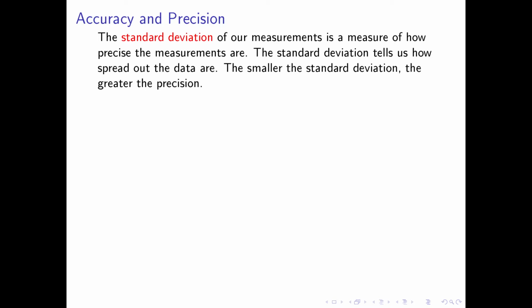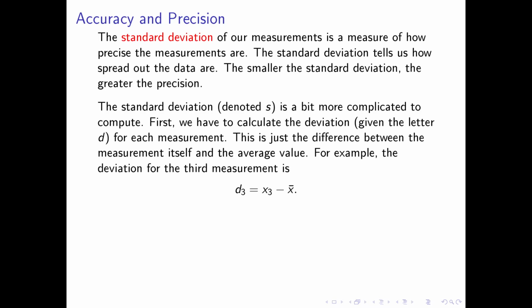Next, we have the standard deviation of our measurements, and this is a measure of how precise the measurements are. The standard deviation tells us how spread out the data are. The smaller the standard deviation, the greater the precision. The standard deviation, which is denoted lowercase s, is a bit more complicated to compute. First, we have to calculate the deviation, which is given the letter lowercase d for each measurement. Please do not confuse this with the density later on.